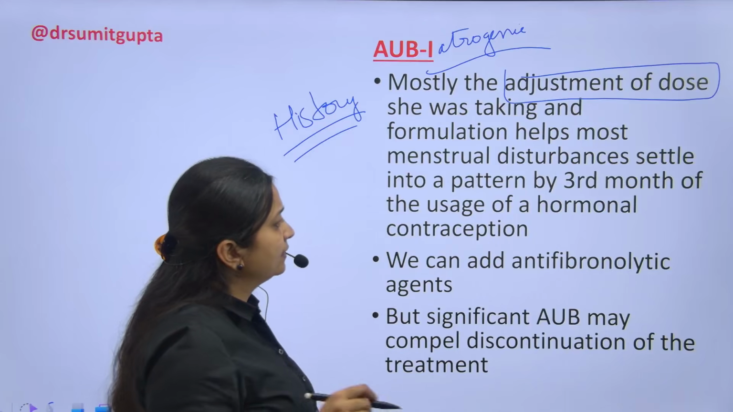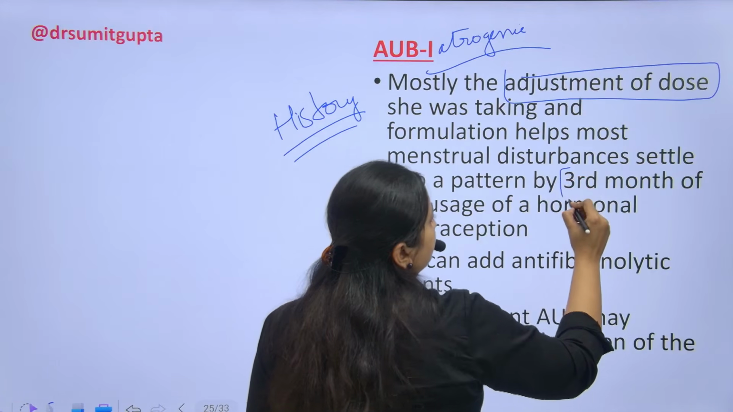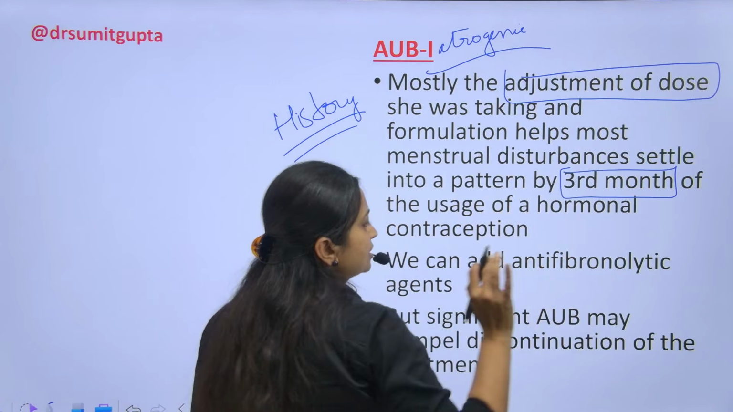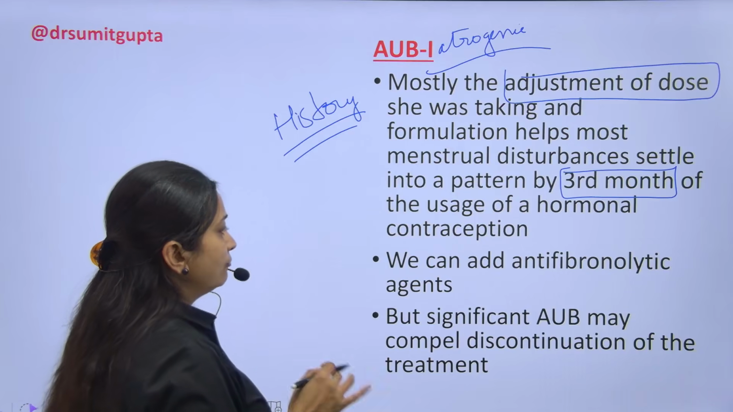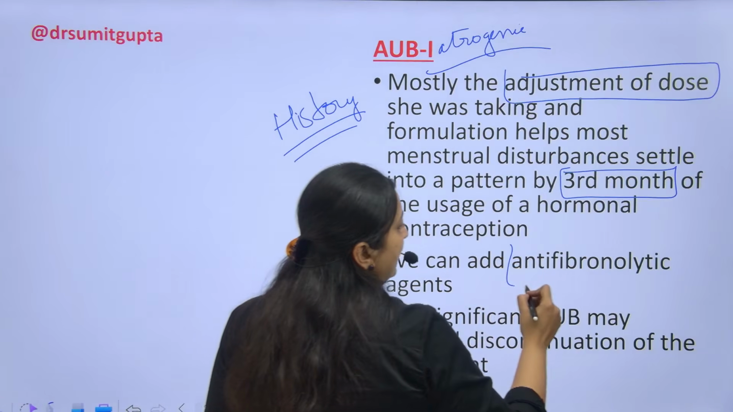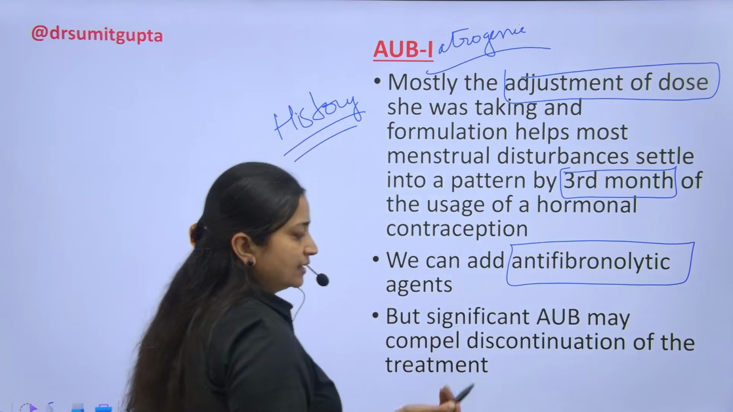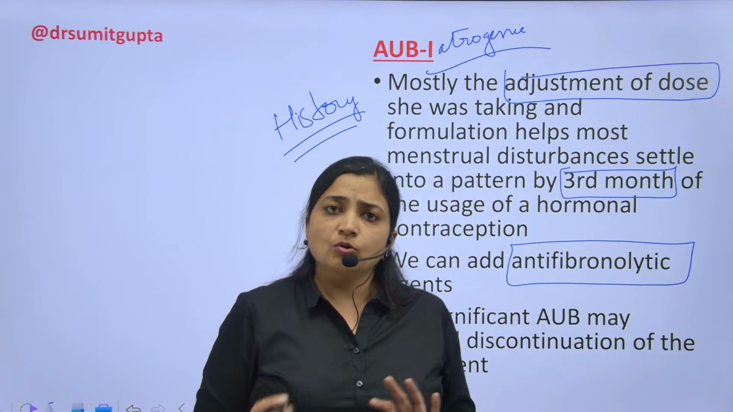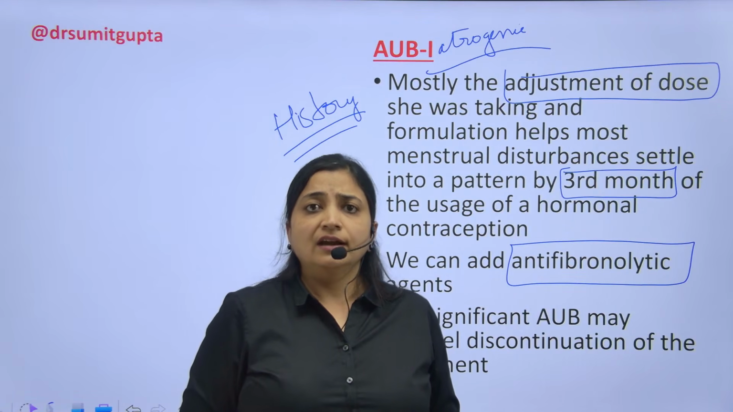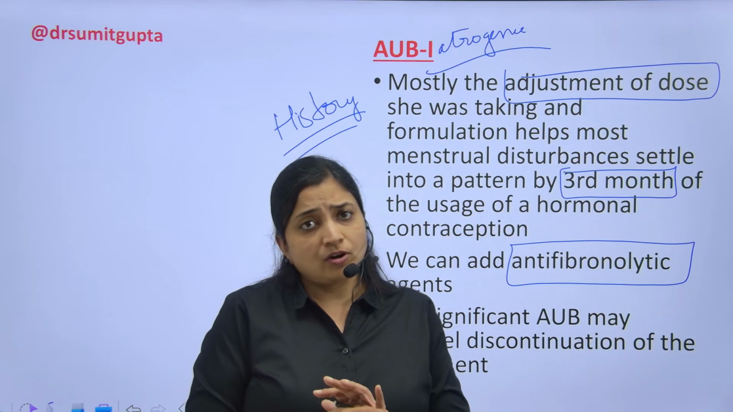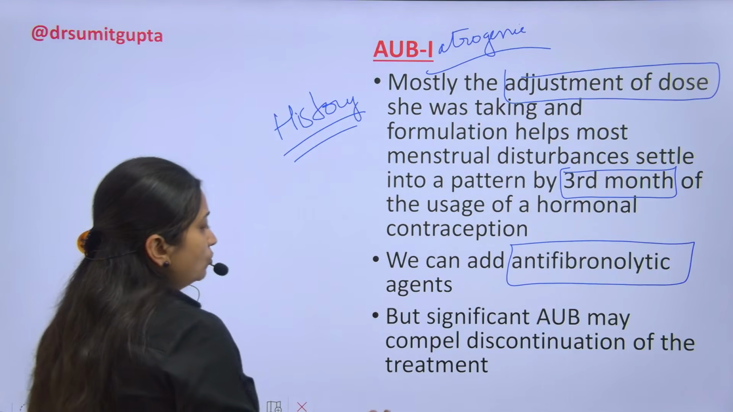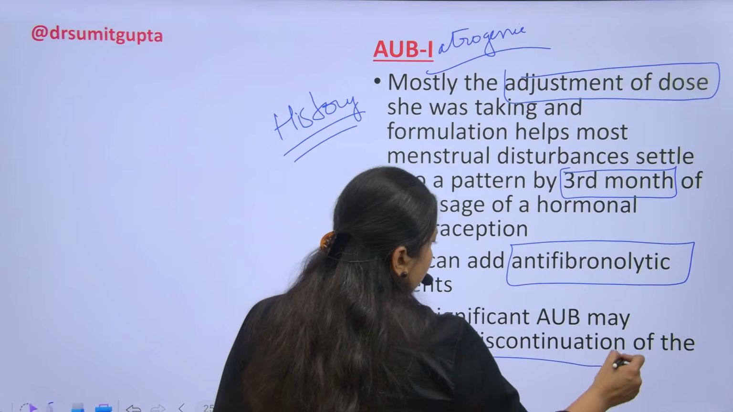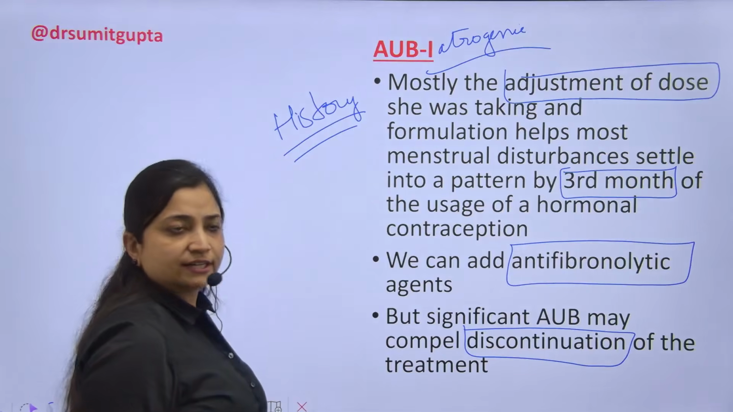Once you settle that, mostly by the 3rd month of usage, things will settle down. But if not, you can add some antifibrinolytic like Tranexamic Acid. But if even after adjusting the dose, formulation, routine, and Tranexamic Acid, you are still not getting any relief, then you may discontinue the original treatment and let the body heal itself.